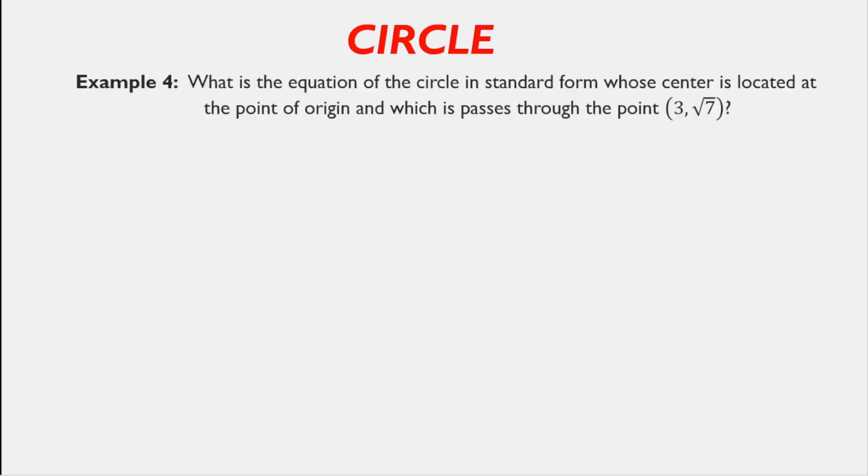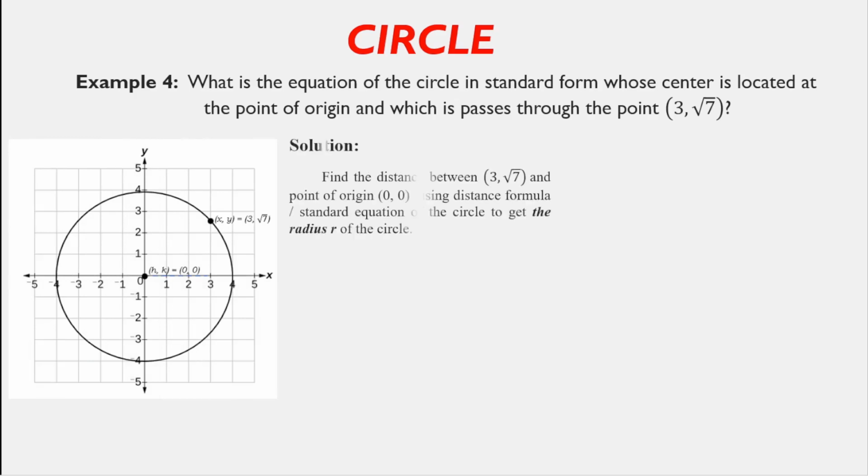Example number 4. What is the equation of the circle in standard form whose center is located at the point of origin and passes through the point 3 and square root of 7? So this is now the graph. Find the distance between the point 3, square root of 7 and the point of origin using the distance formula or the standard equation of the circle to get the radius of the circle. So our h, k is 0, 0. Our x and y is 3, square root of 7.